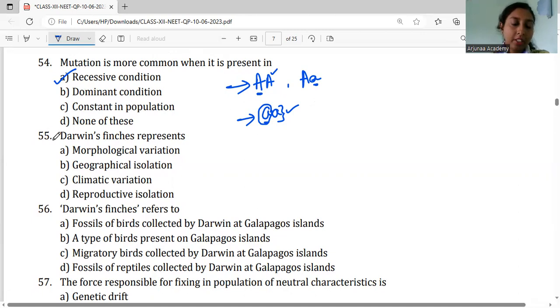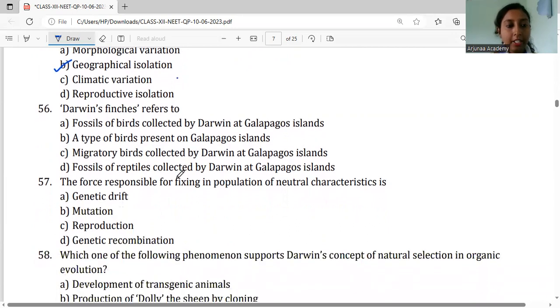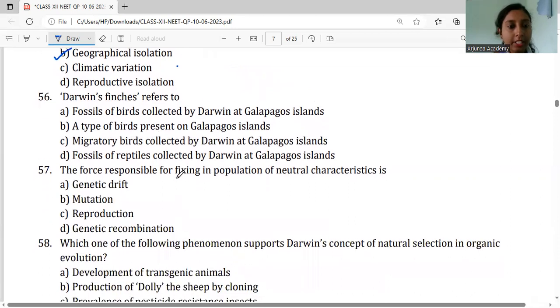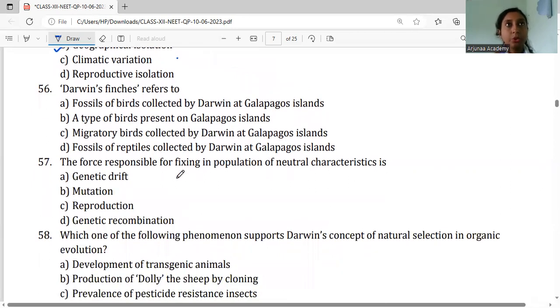Then 55, Darwin's finches represent adaptive variation. Because of geographical isolation, and in order to adapt to the different habitats, they got different modified beaks. Darwin's finches are the type of birds present in the Galapagos Islands. Popularly we call them Darwin's finches because Darwin had studied those finches.